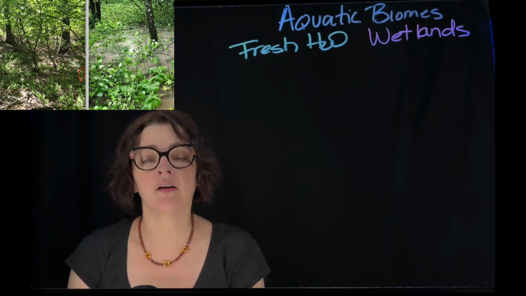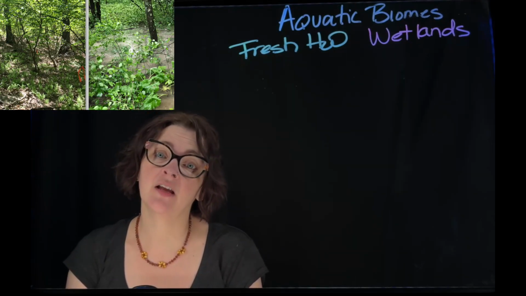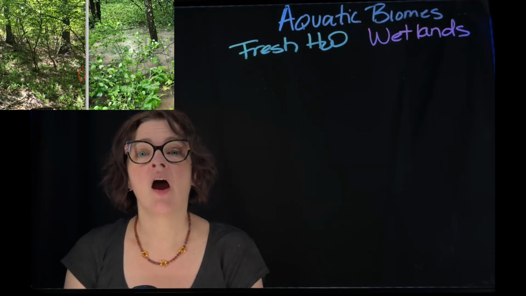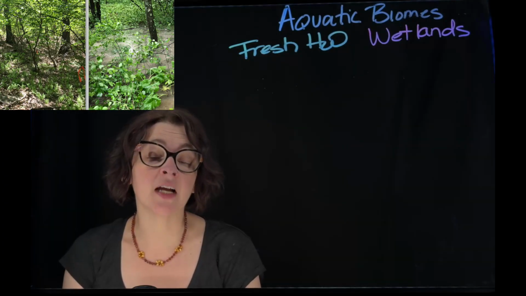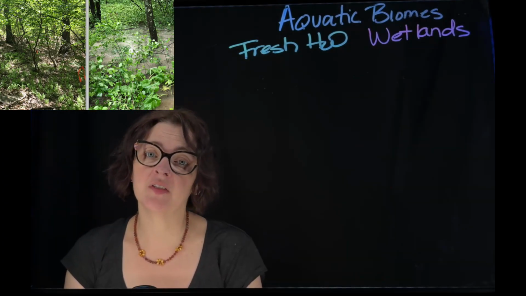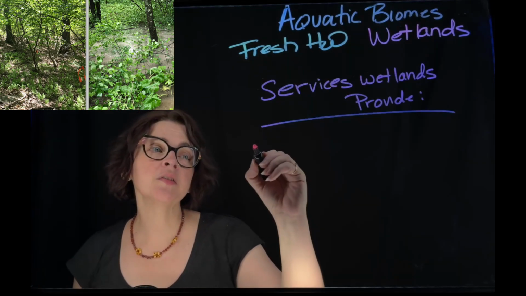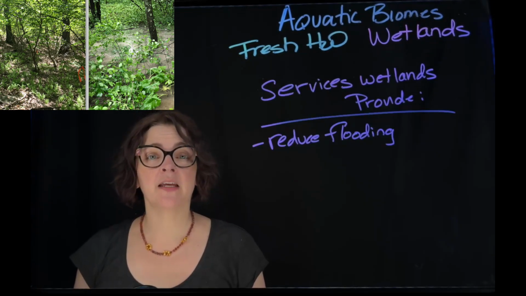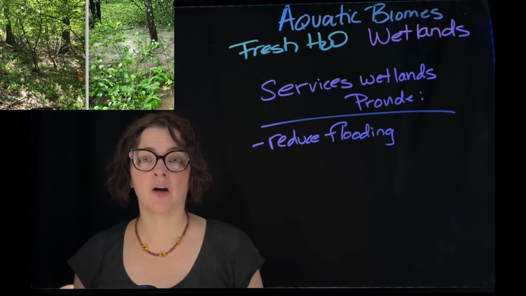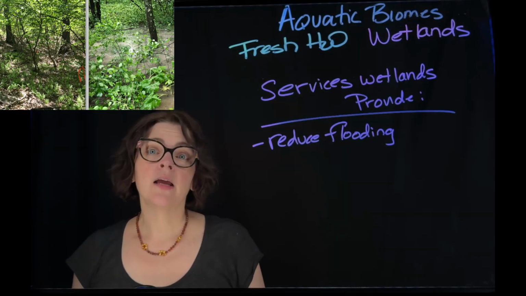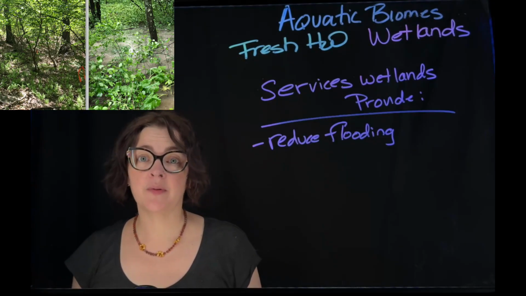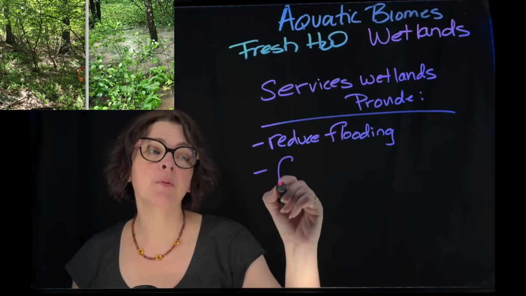Wetlands support many different types of vegetation and are very important biomes on the planet. Wetlands are a very productive biome and provide a lot of services for humans. A few of the services that wetlands provide are reducing flooding. Wetlands reduce flooding by slowly allowing the rainwater to seep into the groundwater instead of moving into areas that humans have developed. Wetlands filter pollutants.